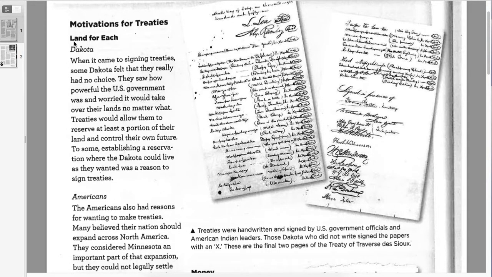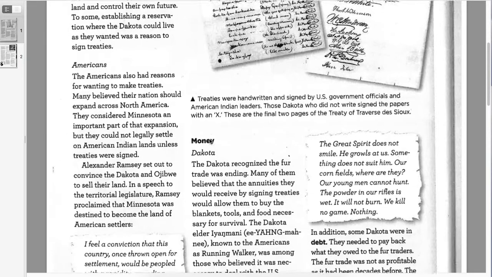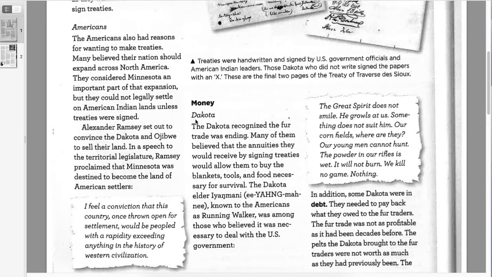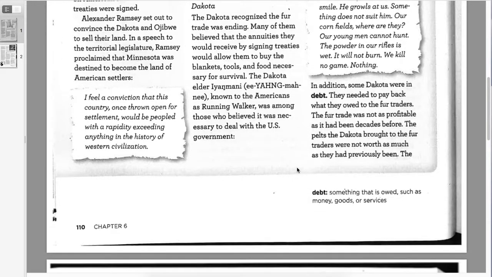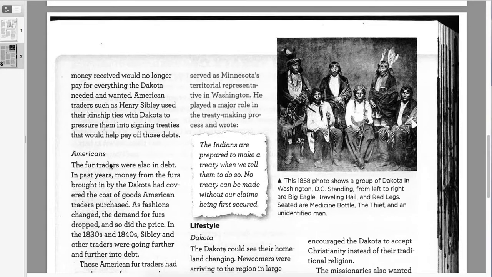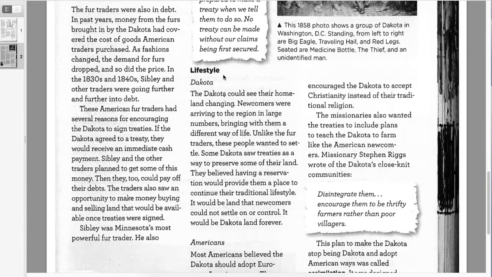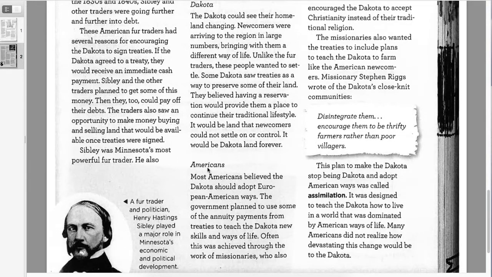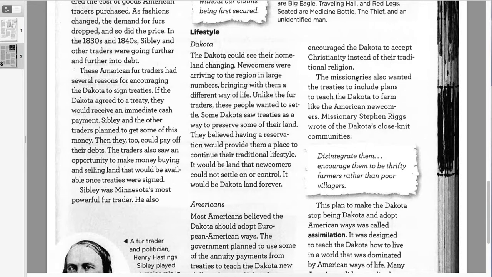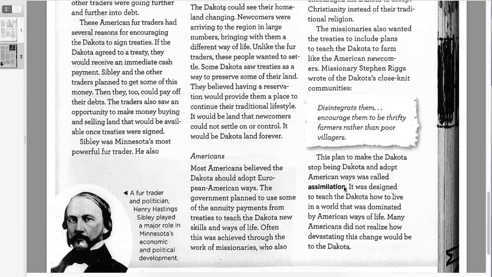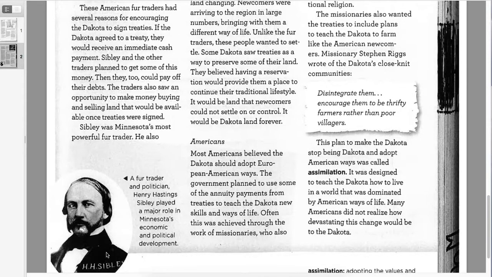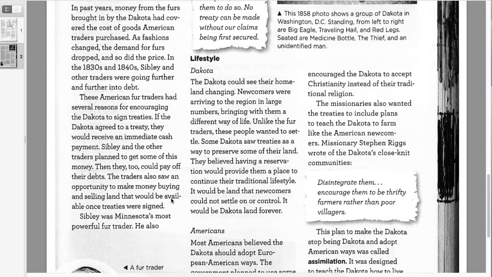You'll see that it's broken up into categories. Land for each, Dakota, Americans. Then we have money. And what does the Dakota have to do with money? And then Americans under the money title. Then we have lifestyle, Dakota, and how their lifestyle might have been impacted by treaties. And then we have Americans and how their lifestyle, or maybe the lifestyles of those they want to influence, were impacted by treaties. Then I have Henry Sibley, who is going to be an important figure that's going to be brought up in this reading.